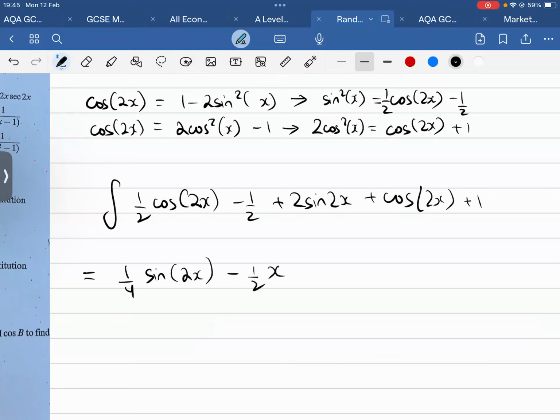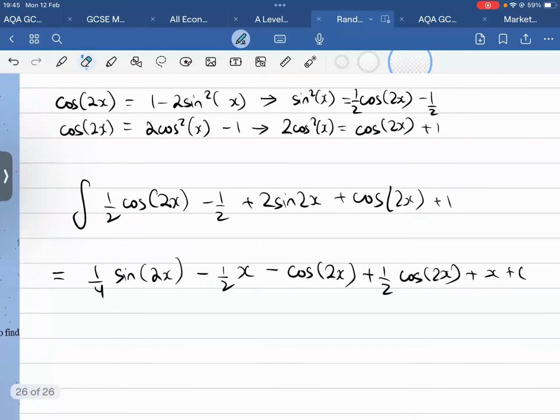And then what does 2 sine 2x integrate to? It's times by half, so it's minus cos 2x. And then what does cos 2x integrate to? Same thing again, so it's just a half sine 2x. Then 1 integrates to x, plus c. Plus x plus c. Done.